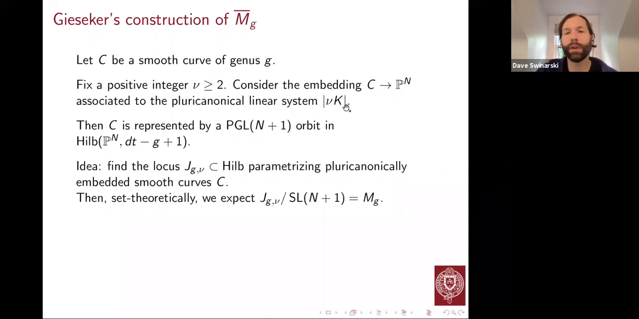And of course, since you can make a choice of basis of this linear system, it'll actually be represented by an entire PGL_{n+1} orbit in this Hilbert scheme. And Gieseker's idea was as follows. Within this Hilbert scheme, find the locus of things that are truly embedded by that linear system. And if you take a quotient by PGL_{n+1} or its finite cover SL_{n+1}, then at least set theoretically, you would expect to get M_g.